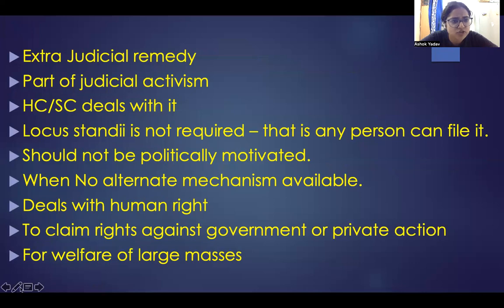It is an extrajudicial remedy. It's a part of judicial activism. High courts and the Supreme Court deal with it. For filing a PIL, locus standi is not required. That is, any person can file it. It's not necessary that the person who suffered or is going through some loss only has to file the case. No, anyone on his or her behalf can file this PIL. It should not be politically motivated, and it should always be filed when no alternate mechanism is available to get justice.